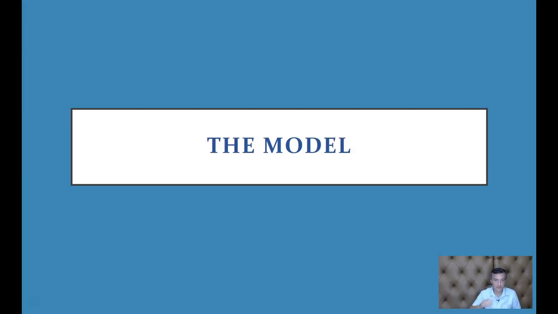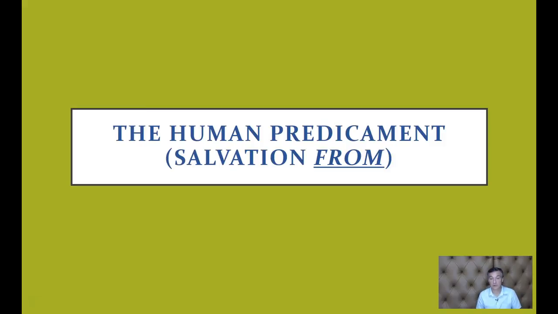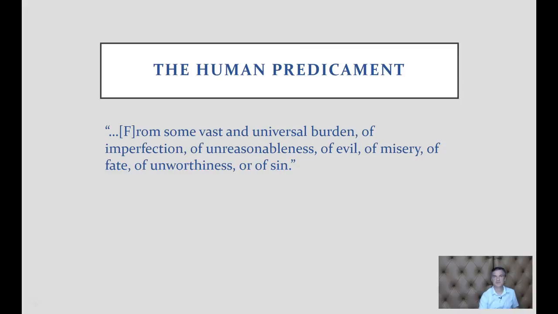Okay, there we go. So let's now step through the model and dig into each of the three issues a little more closely. Okay, so the human predicament. Now we're talking about what we're getting saved from, what our quest is taking us away from. We have some quotes here for you that describe the human predicament in different language, and one or more of these may resonate with you. So what do you need salvation from, according to religions?